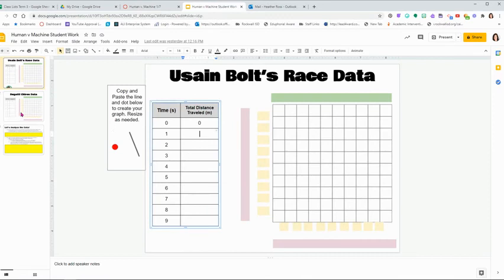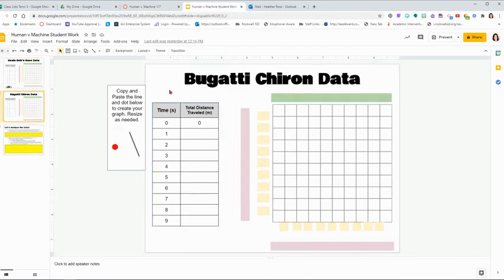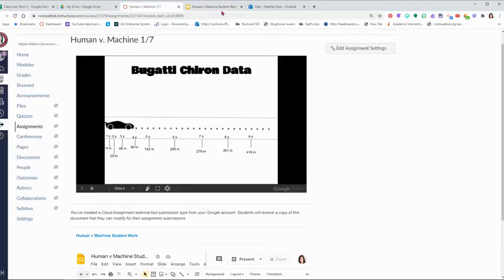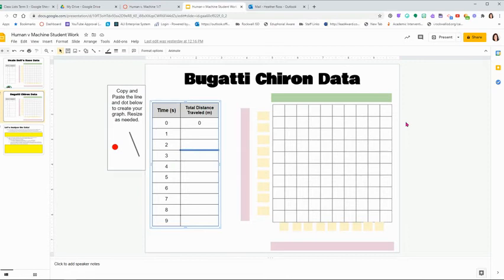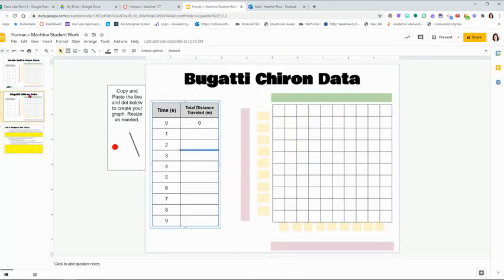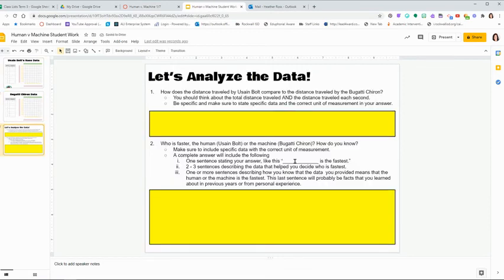On the second slide on your assignment, you have Bugatti Chiron data. So you're going to add the data to the data table from this slide, and you're going to create your line graph, just like we did in class on Wednesday. Okay, and so that's the end of this presentation slideshow. Once you have both graphs completed, you have 2 questions to answer. Now, these questions are biggies, okay?